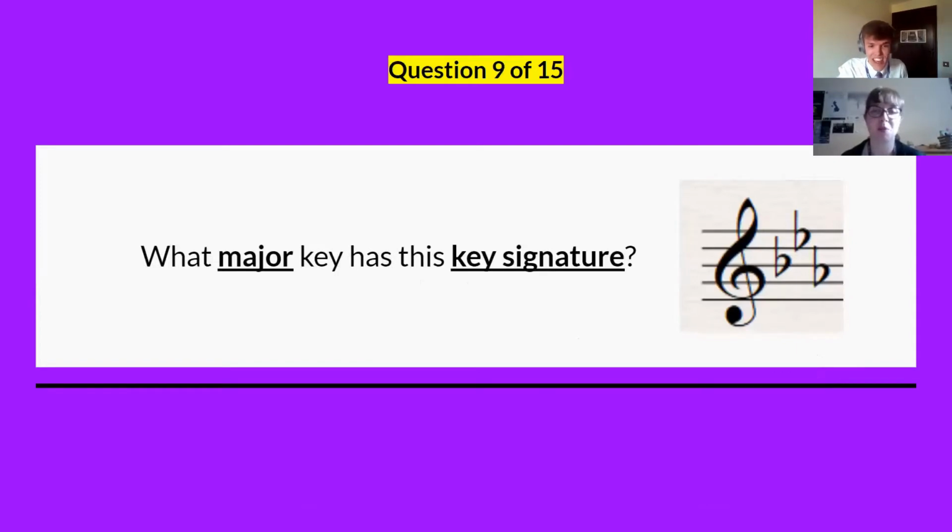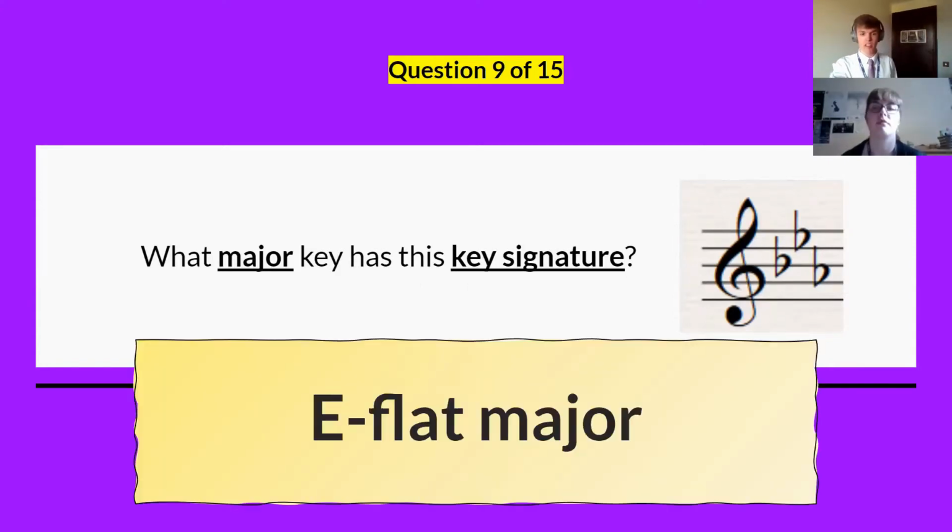Question number 9. What major key has this key signature? So the key signature has 3 flats. We've got a treble clef, so it's E flat major. What would it be if it was minor, Miss Morgan? It would be C minor. C minor, yeah, because remember, every key signature has 2 keys, 1 major one and 1 minor one.